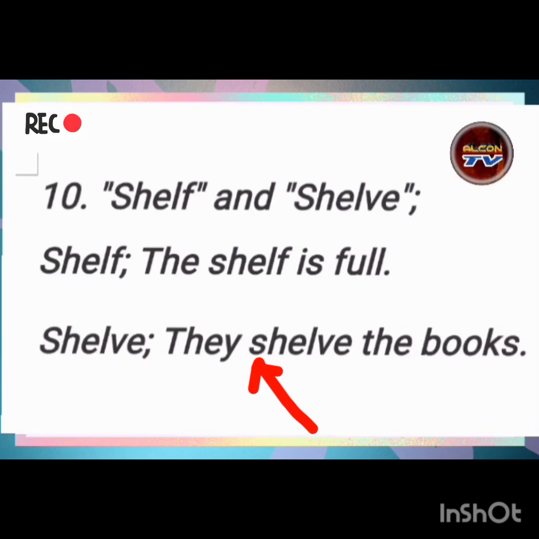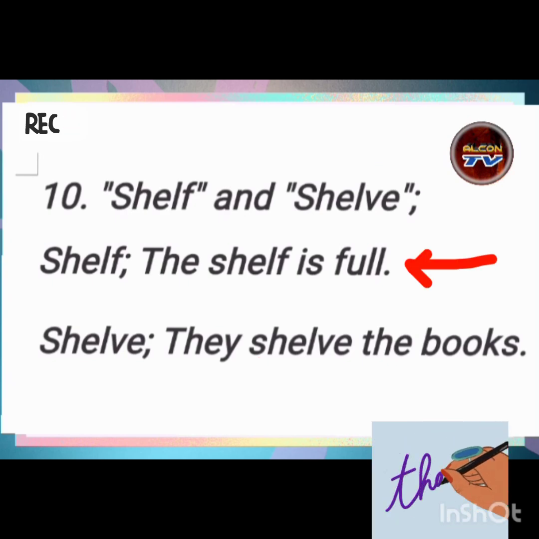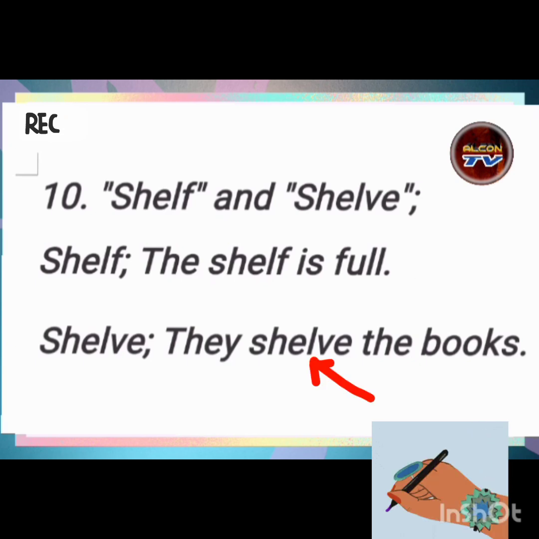Next and last example for this series, you say shelf and shelve. The shelf is full. And they shelve the books. They shelve the books.